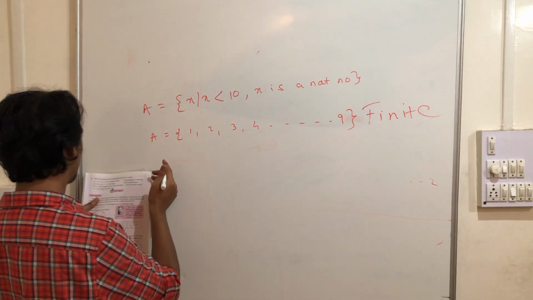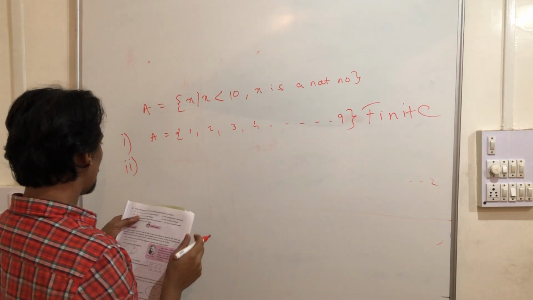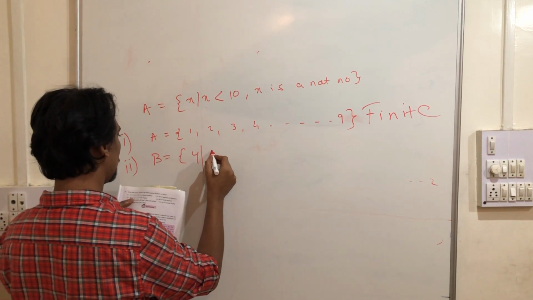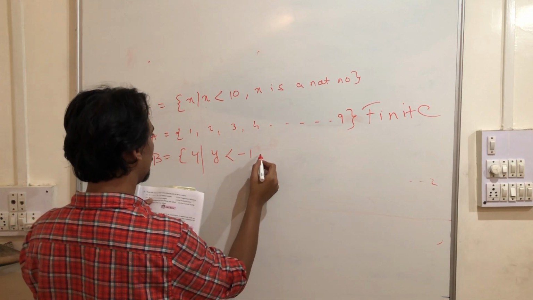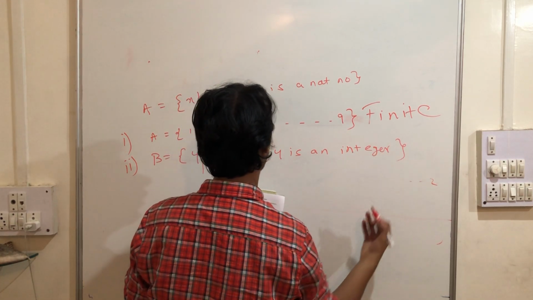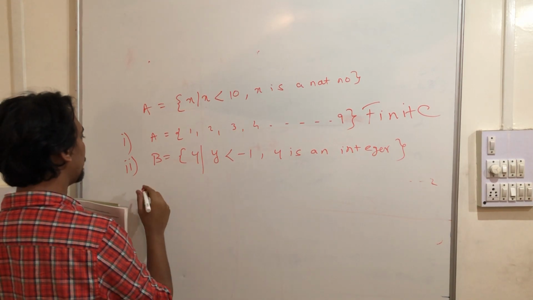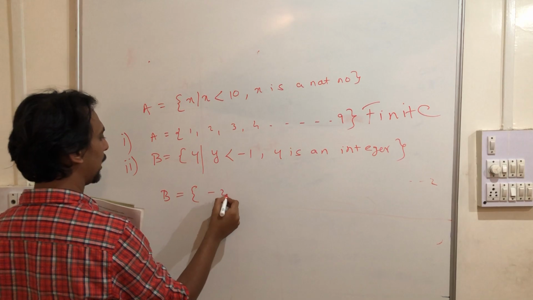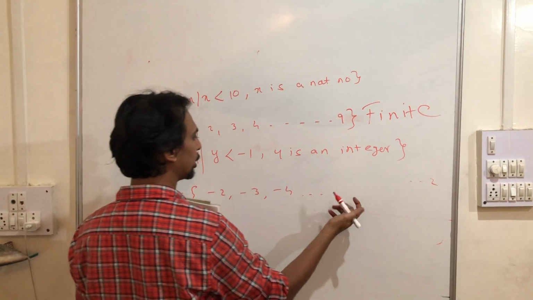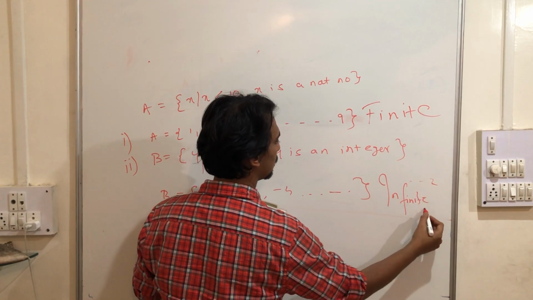Correct? Now you have second, B is equal to y such that y is less than -1, y is an integer. Okay? So y is an integer and y is less than -1. So there are so many: -2, -3, -4. All these are smaller than -1. So this is infinite, my children. So this is an infinite set.